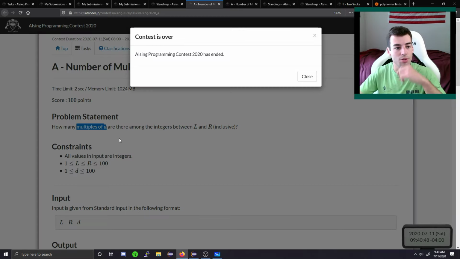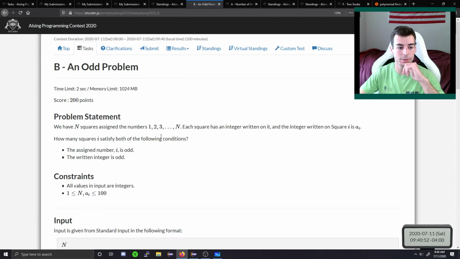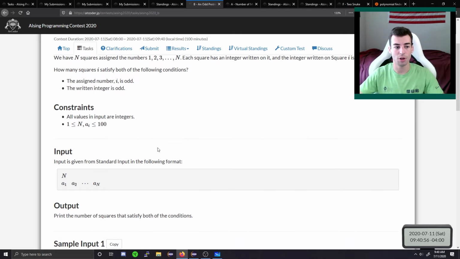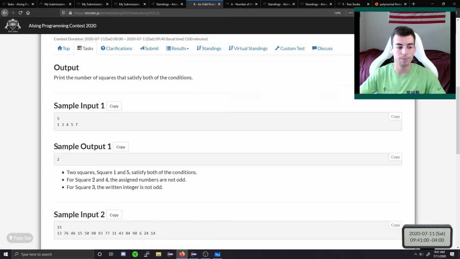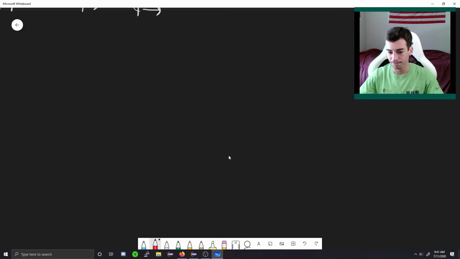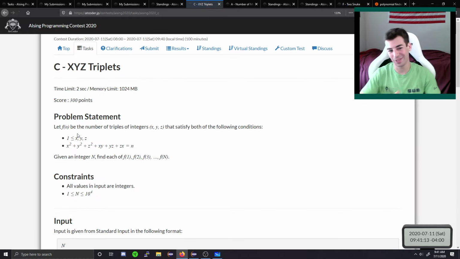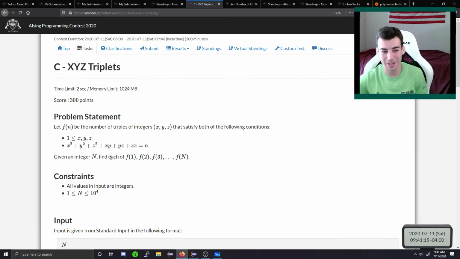Let's move on to problem B. So in problem B, you have a bunch of squares. You want to see how many squares are both odd and have an odd number written on them. So you just check all odd positions, count how many of those are odd, and that's it. Just check the odd positions in the array, see if they're odd.